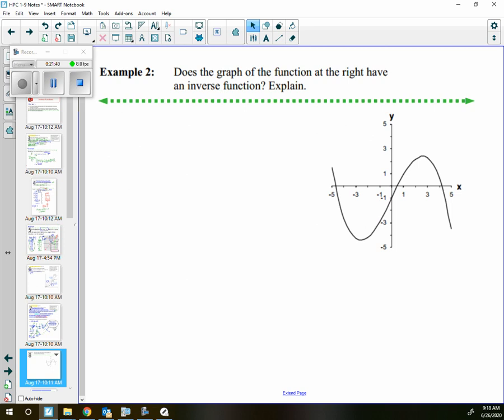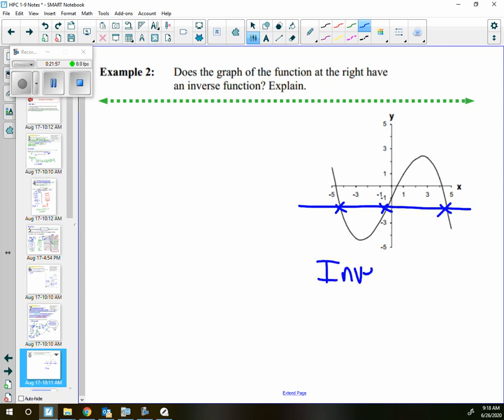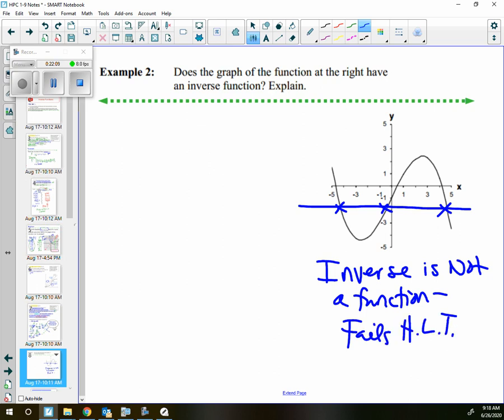How about this one? You may not remember what degree function this is, but it's a polynomial. Does this inverse relationship, is it going to be a function? Think about our horizontal line test. How many points are you going to cross? 1, 2, 3. No, the inverse is not going to be a function. The horizontal line touches more than one point, so it fails the horizontal line test.